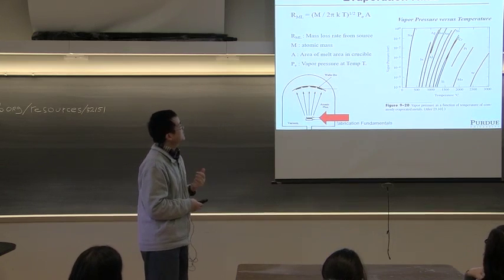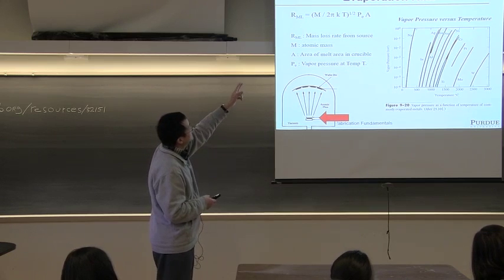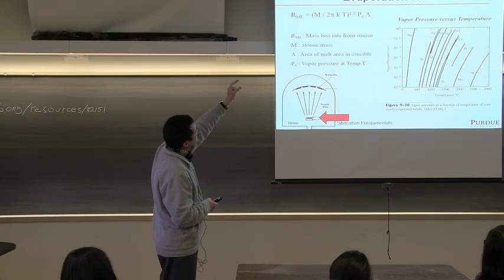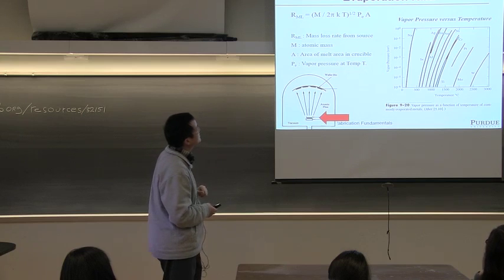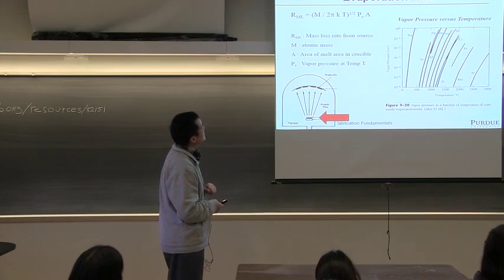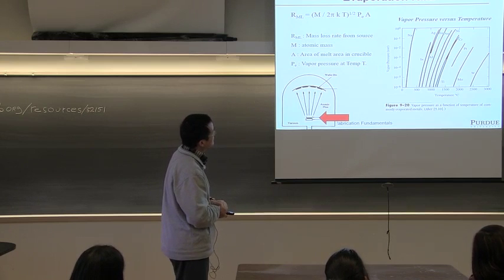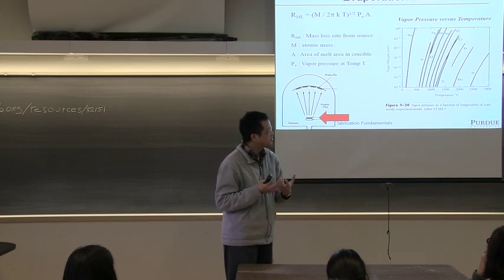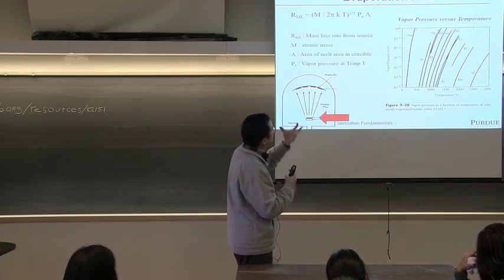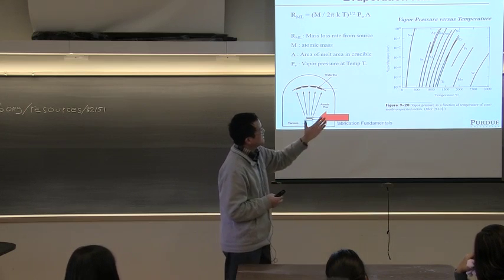This can be calculated relatively straightforwardly. The first term in the parenthesis is the atomic mass and some constants. And then we want to look at the vapor pressure at temperature T. Certainly, the higher the vapor pressure is, the faster the rate is.